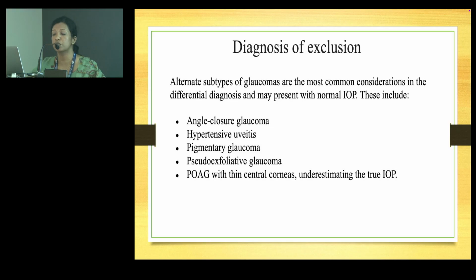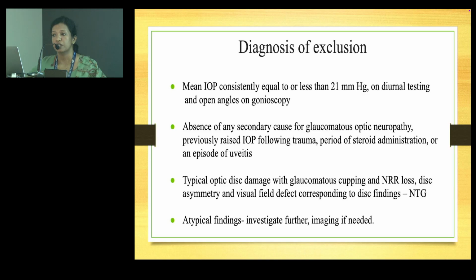It is a diagnosis of exclusion. You should exclude all other types of glaucomas. So when all the features are consistent with glaucoma, along with intraocular pressure less than or equal to 21 millimeters of mercury, then you have to rule out the secondary causes, and if any atypical findings are present, then you have to investigate further. You have to image the patient. Never be hesitant to image a patient if you find atypical findings in glaucoma.